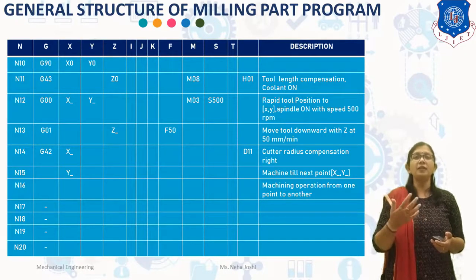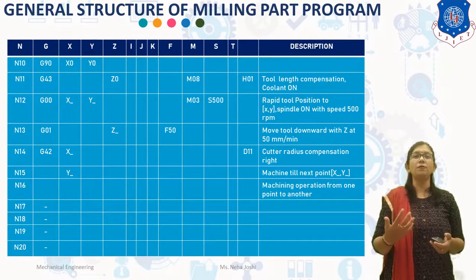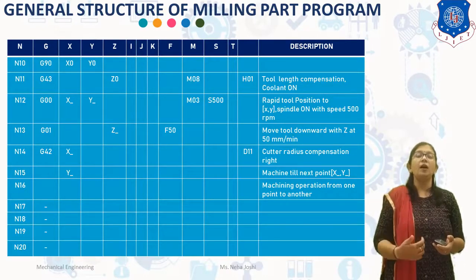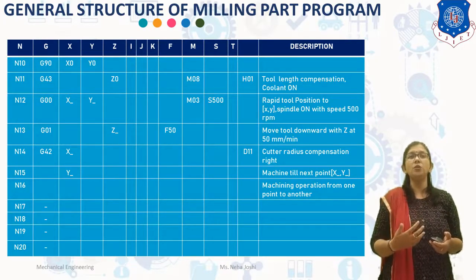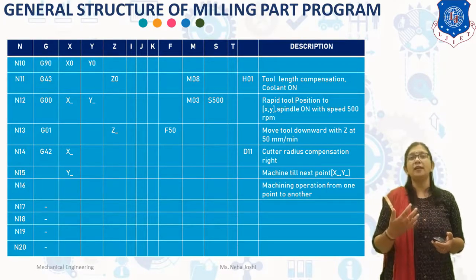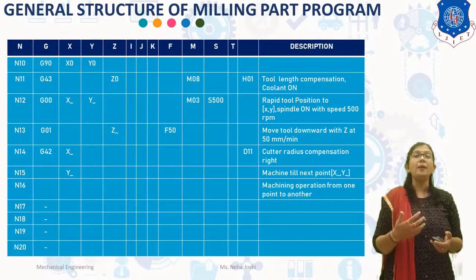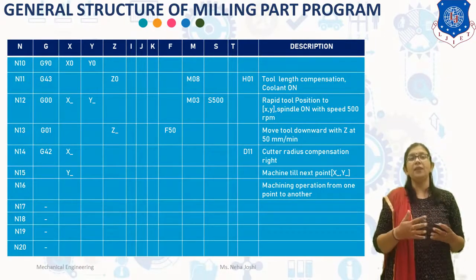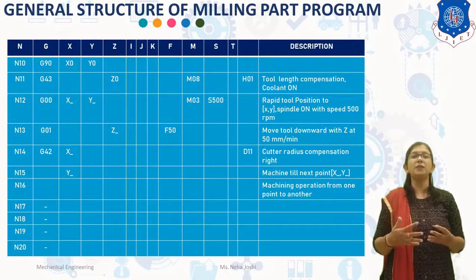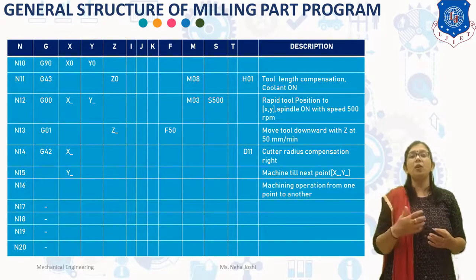After that, the next sequence is N11, and G43 is used for turning on tool length compensation, and M08 is used for turning on coolant, and the tool length offset is S01. Then the next sequence is N12, and G00 is used for rapid tool positioning at XY. M03 is used for turning on the spindle. Suppose the spindle speed is 500 rpm, then S500 indicates that the spindle speed is 500 rpm. It may vary according to your part drawing.